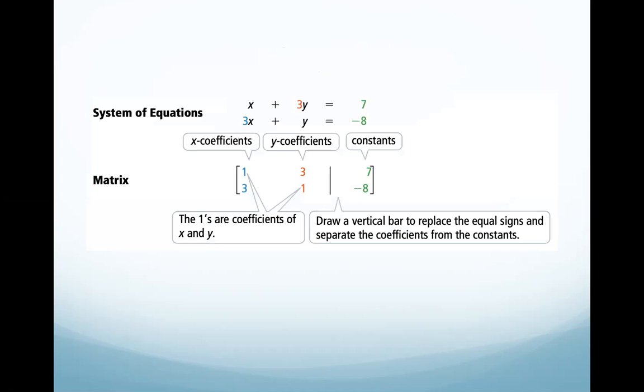And the key here is that we are going to make a column for our x's, a column for our y's, and a column for our values that don't have a variable, which are called our constants. So if you look at the diagram here, our blue column is x's, our red column is y's, and our green column is the constants. And we're only going to write in our coefficients here. So if I look at my first equation, the first equation here becomes the first row of my matrix.